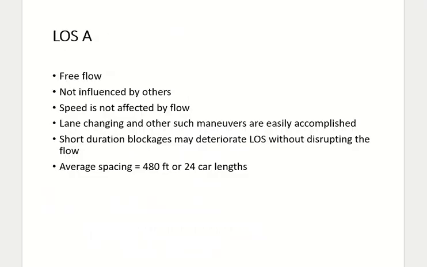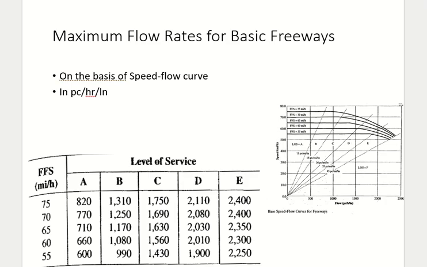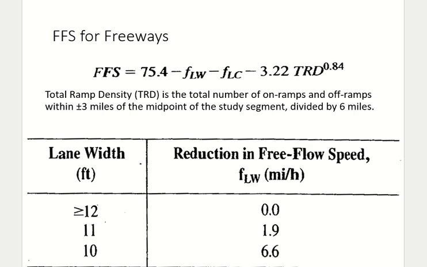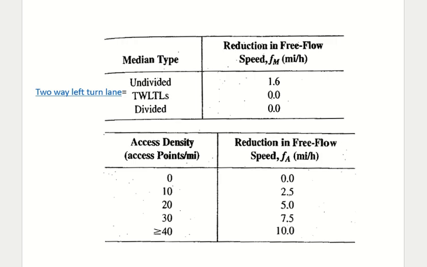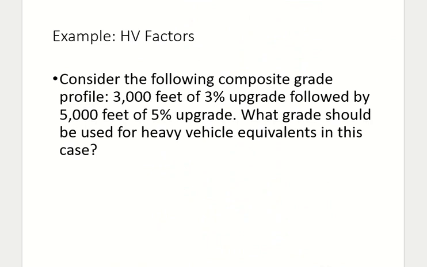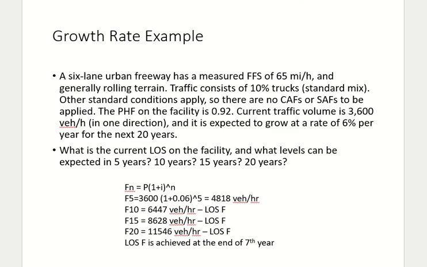Okay, today I'm going to cover one example from the freeway multi-lane highways, and then I will cover the part about two-lane highways. We have already covered some of the examples related to design and operational analysis. Today I will show you an example related to the use of the growth rate.